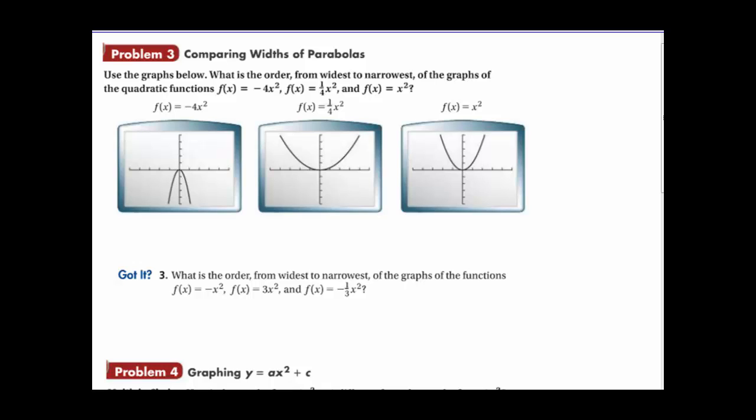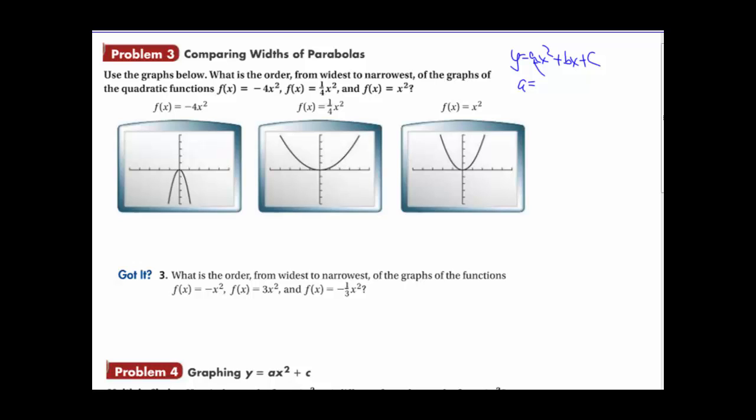Problem 3 says, now we're going to compare the widths of the parabolas. How do we know when one is wider than the other? Well, the formula that we're going to use, or really no formula at all, is we're going to look at the a value. So in y equals ax squared plus bx plus c, this a is going to help us determine if it's wide or narrow.